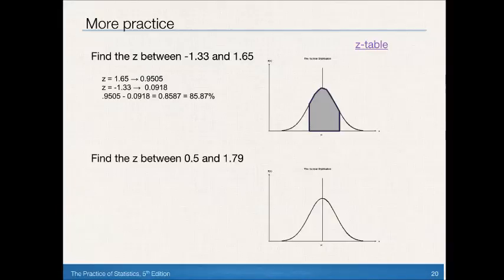For the second one, I put the 0.5 first and then the 1.79 and shade between. 1.79 is 0.9633. Z score of 0.5 is 0.6915, and then I find the difference is 27.18.